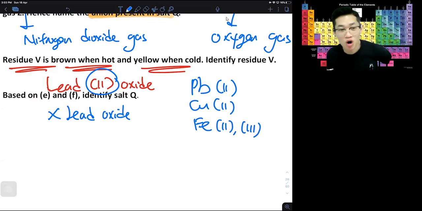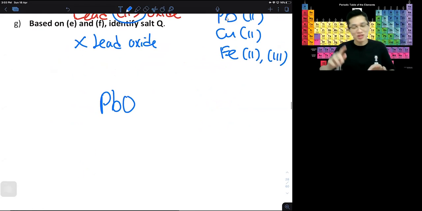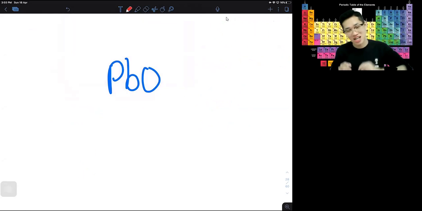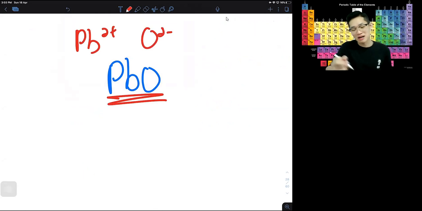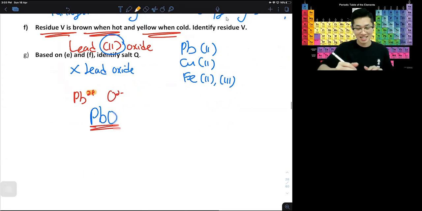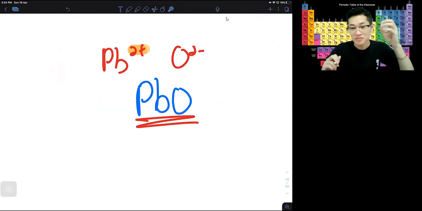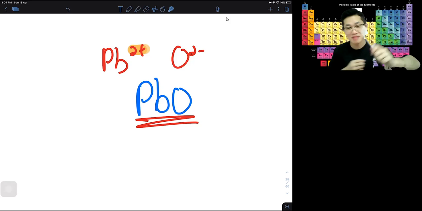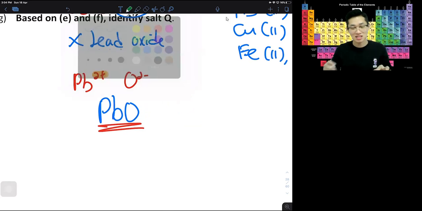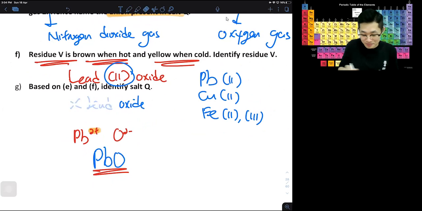How to know if it is 2 or not? PbO. When you ask this question, I know you never memorize the charge. How do you get PbO? Pb2+ and O2-, then must be 2. Please memorize the charge. For those who got zero knowledge from Form 4, memorize the charge. If you cannot memorize the charge, the Form 4 kids will laugh at you. So, lead 2 oxide.